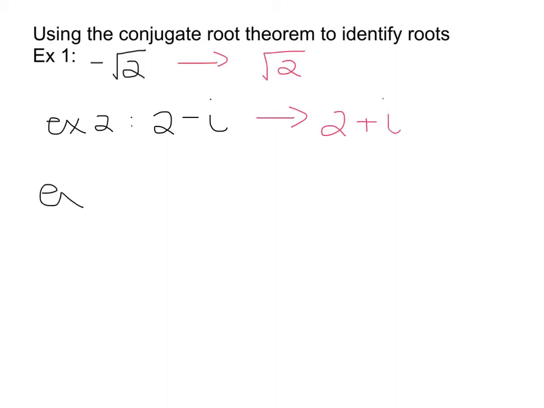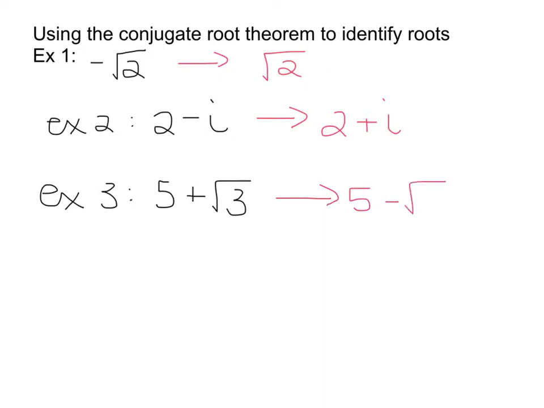Okay, press pause for example 3, and I want you to write the additional root for 5 plus the square root of 3. An additional root for 5 plus the square root of 3 is 5 minus the square root of 3. Press pause again, and I want you to try this last example. Find the additional root for minus 3i. The additional root for minus 3i is going to be positive 3i.